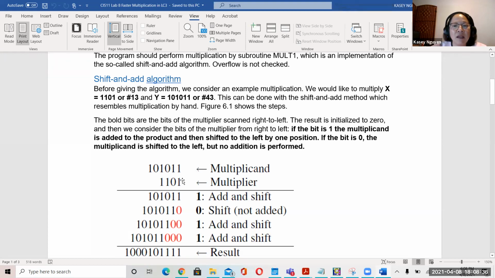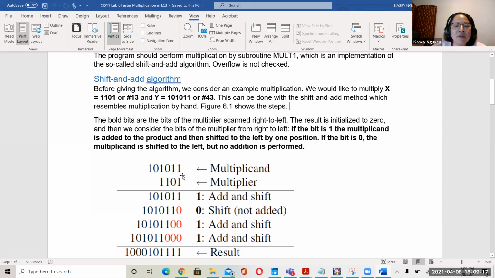binary equivalent. Okay, so keep in mind that we're using bit shift add. If the bit is 1, the multiplicand is added to the product, then shifted to the left by 1 position. If the bit is 0, then the multiplicand is shifted left with no addition performed. If you look at how we multiply, we take the value from the multiplier and we multiply. So if I have 1 multiplied by the top line, which is the multiplicand, it's exactly the same as the output for that line.